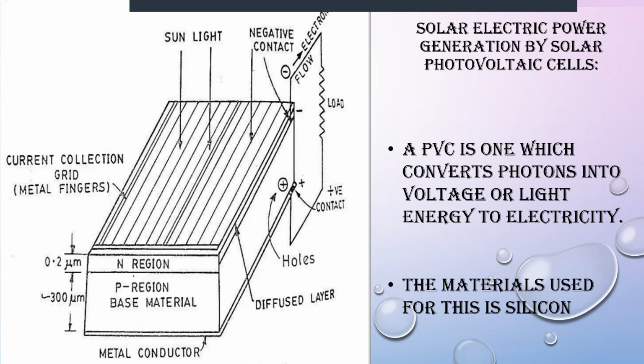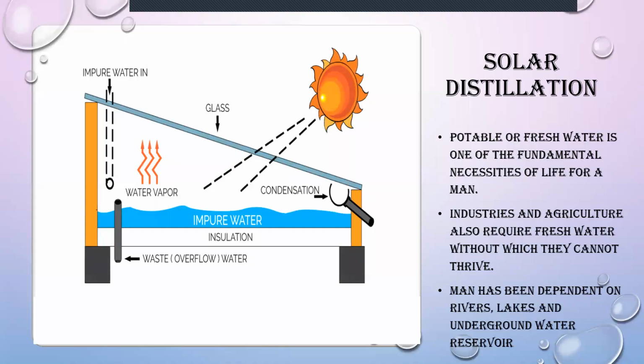Now after generating electric power through PV cells, we'll be seeing about solar distillation. Here you can see there is impure water, there is insulation at the bottom of the impure water, and the sun is falling on the impure water. Now what is solar distillation? See, potable or fresh water is a fundamental necessity of life. Fresh water is obviously necessary for man.